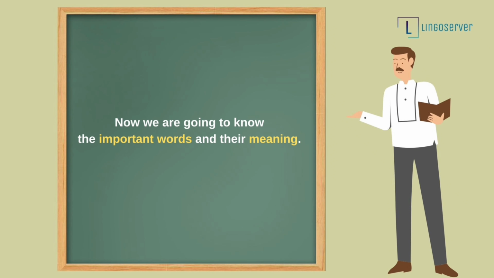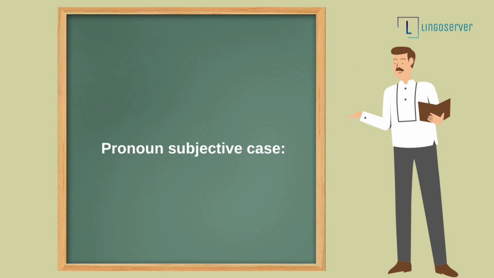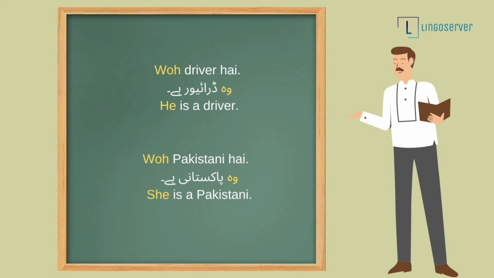And now we are going to know the important words and their meanings. Vocabulary. Pronoun subjective case. वो. वो is used for she and he. We use वो with male and female singular. For example, we will say, वो driver है. He is a driver. वो, he, driver, a driver, is है. वो driver है. He is a driver.